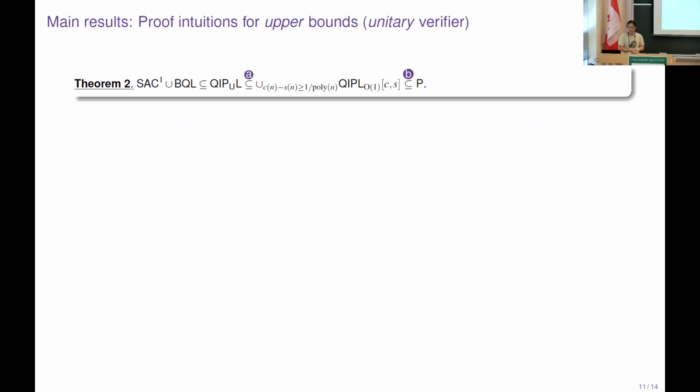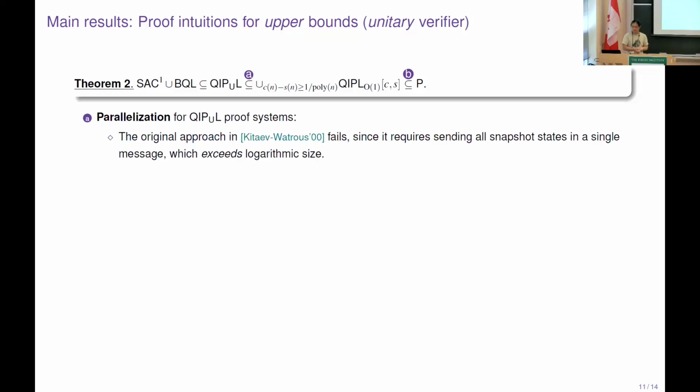Now let me say something about the proofs. First is the upper bound for the unitary verifier case. Basically, what we need to do is examine all the known techniques; some of them can be adapted to the log-space setting, and others cannot. The first step is to try parallelization for the QIPUL proof system. The original approach by Kitaev and Watrous does not work, since they require sending everything in the message register and the verifier register together. Since there are polynomially many messages, combining everything in the same message is too large, it's poly-size.